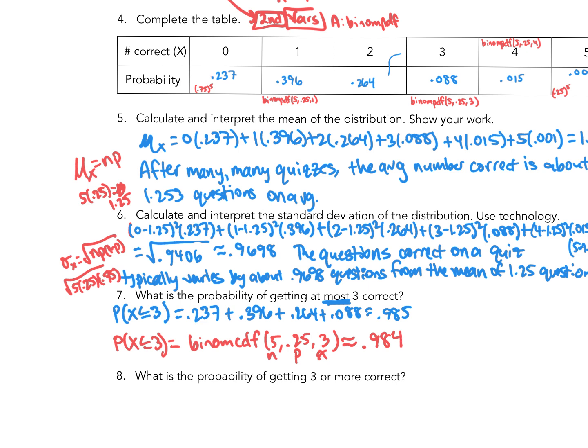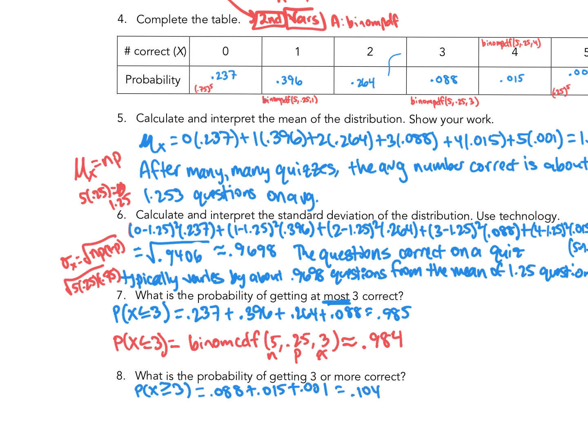Now the probability of getting 3 or more correct. If I want 3 or more correct, that is a greater than or equal to probability. So in this case, we would take the probability of 3 plus the probability of 4 plus the probability of 5, and add these together. It is about 0.104.